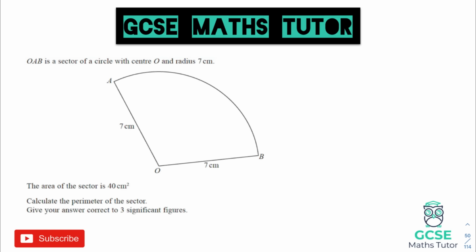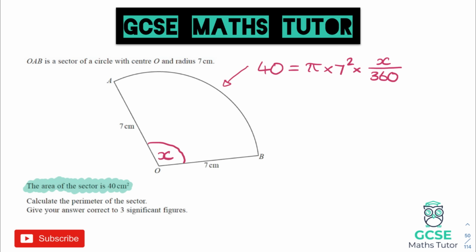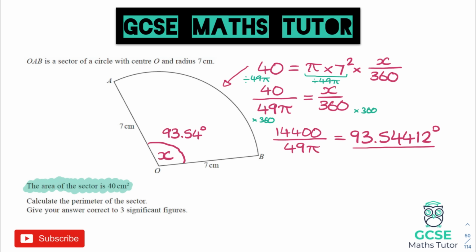If you have a circle sector, you may be asked to find the angle. It may mix up perimeter and area. This one was talking about perimeter, but it gave us the area. So we could put it into pi r squared times x over 360, x being the angle, and then rearranging that to find our value of x.